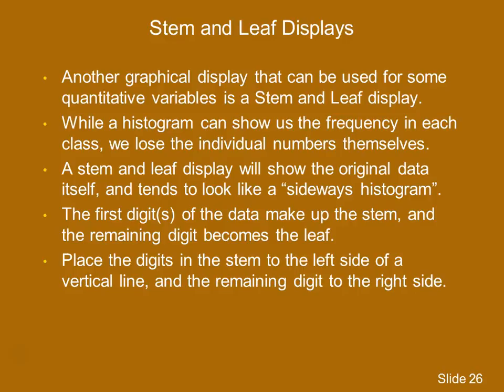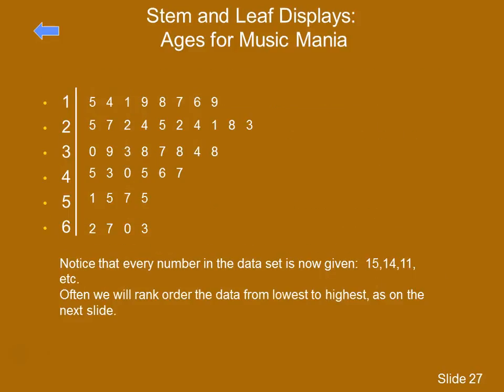The first digit or digits of the numbers in your data set make up what's called the stem, and the remaining digits are called the leaf. You put the digits in the stem to the left side of a vertical line and the remaining digit to the right side. Here's what a stem and leaf display for our data would look like. All of our numbers began with either a 1, 2, 3, 4, 5, or 6. We had ages that ranged from 11 on up into the 60s. So those first numbers are what we call the stem. The remainder of the number is called the leaf.